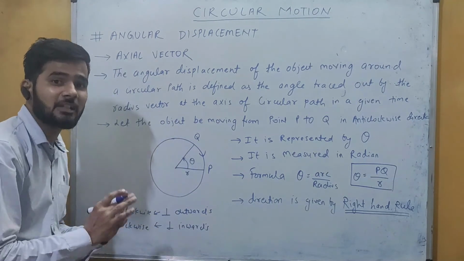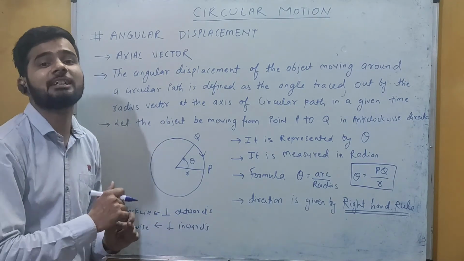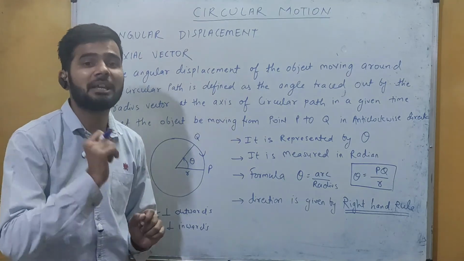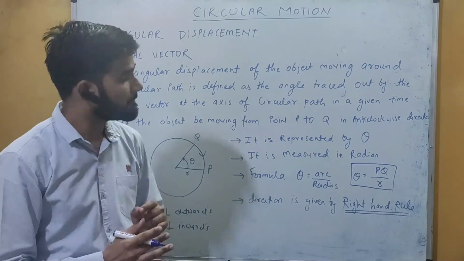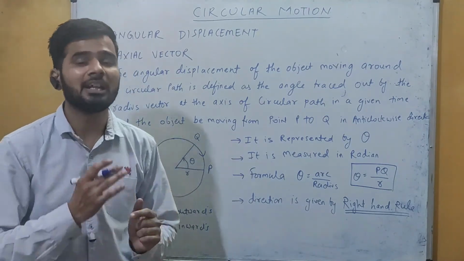मतलब यहाँ पर जो डायरेक्शन है वो रहेगा तो परपेंडिकुलर ही, बट आइदर इट विल बी इनवर्ड्स और आउटवर्ड, दैट इज बेस्ड ऑन द डायरेक्शन ऑफ मोशन ऑफ दैट पार्टिकल या दैट ऑब्जेक्ट. So here this is all about the angular displacement.